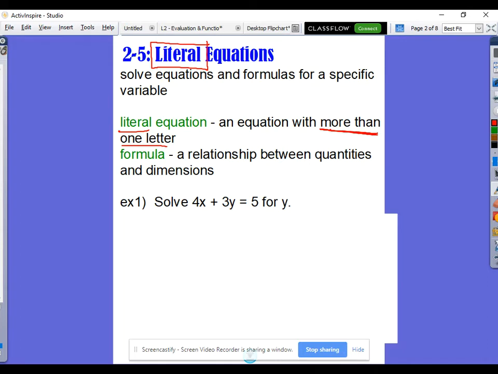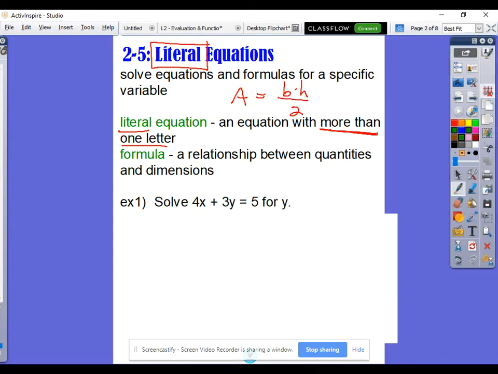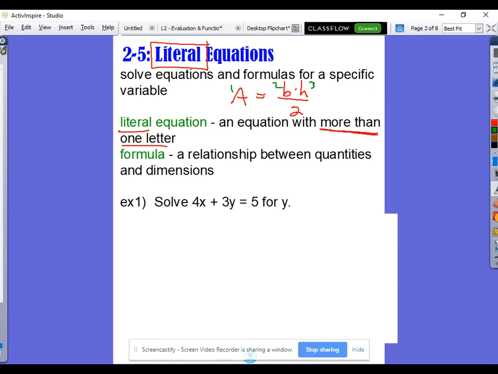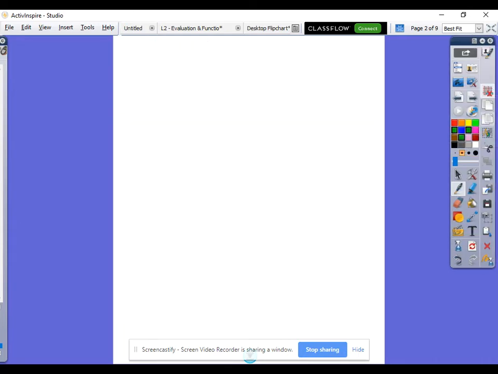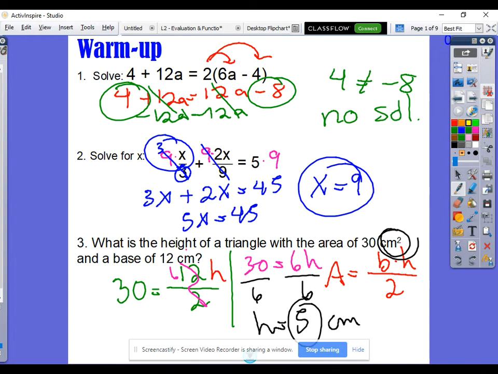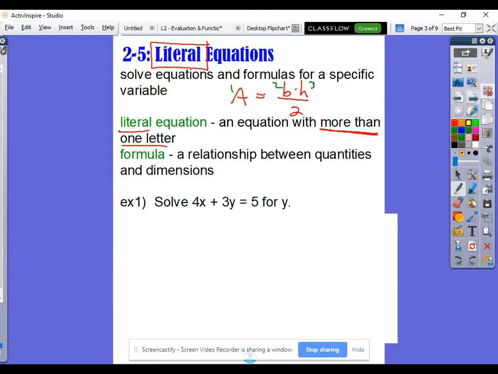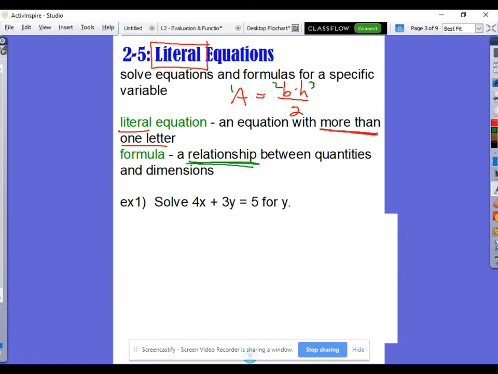Your last warm-up was the area equals base times height divided by 2. That's a literal equation because, how many letters did it have? One, two, three letters. So that's why this would be a literal equation. That one would also be classified as a formula because a formula talks about the relationship between quantities and dimensions. So obviously, as the height of a triangle gets bigger, the area is going to get bigger. So there's a relationship between those.